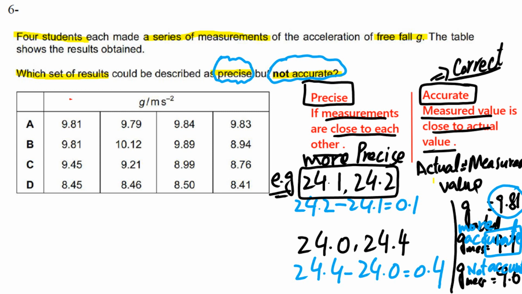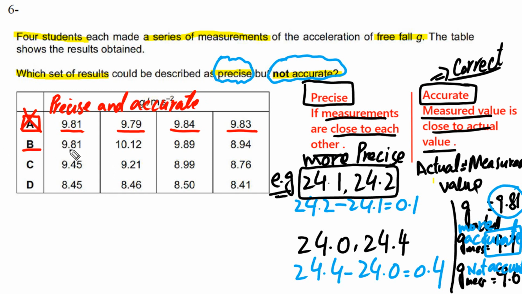Best possible option, let's try to find out. If we look at option A, as you can see here, 9.81, 9.79, 9.84, 9.8. These values are very close to each other, so we can say that these values are precise. And also they are close to 9.81, so we can also say these values are accurate as well. But this is not our answer because our answer has to be, measurements has to be precise but not accurate. So this is not the best possible answer.